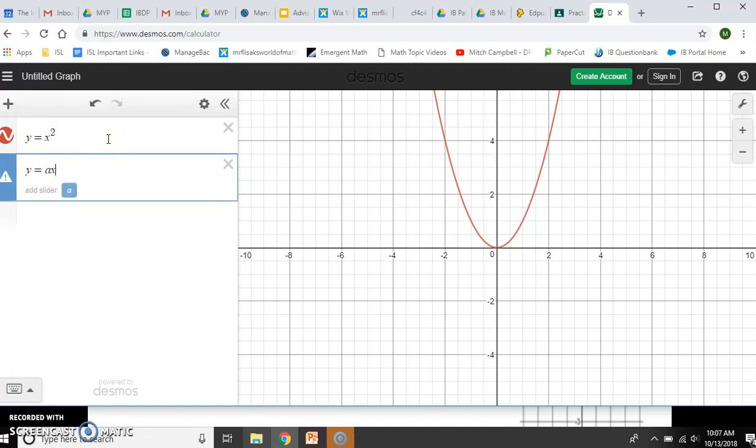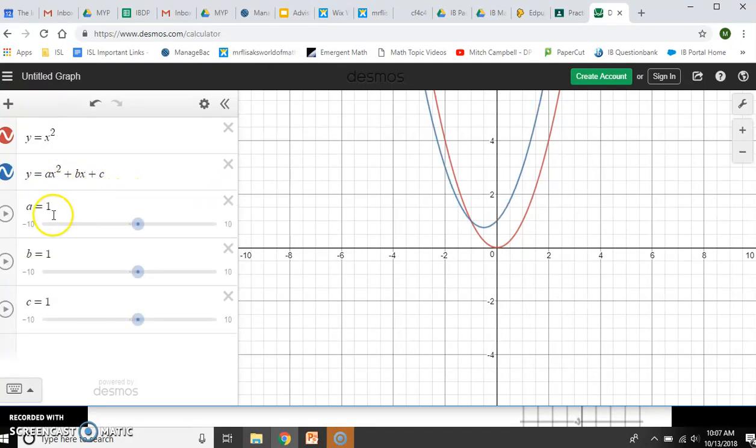So now I'm going to put in a standard form: ax squared plus bx plus c. So there's my standard form parabola. And I'm going to hit "all" here for sliders. If you've used this on Desmos before, you'll see it's useful. These coefficients can be changed now. So I can change what a is. And you can see the blue one is my new parabola, and it's changing as I change a.